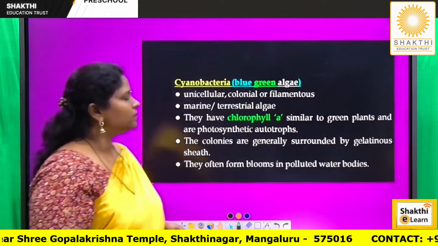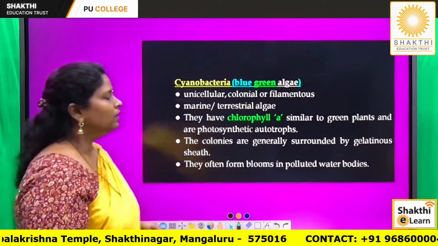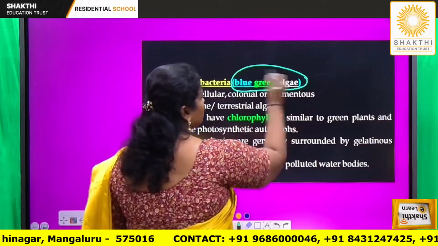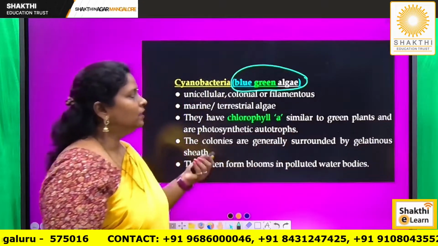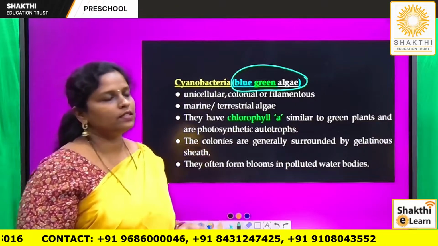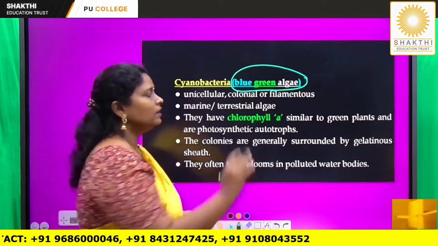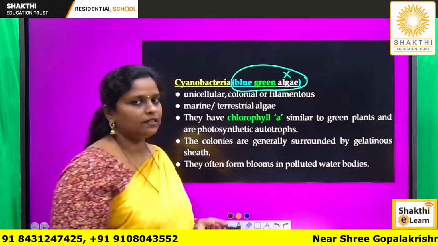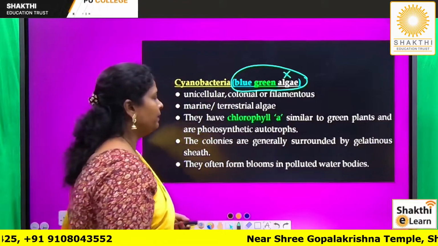Next, we need to concentrate on a group called cyanobacteria. Now, cyanobacteria are commonly called blue-green algae. Why are they named so? Because of the pigments and the coloration shown, hence it is named blue-green algae. They are not true algae, but they are similar in appearance to algae, hence they are called blue-green algae.